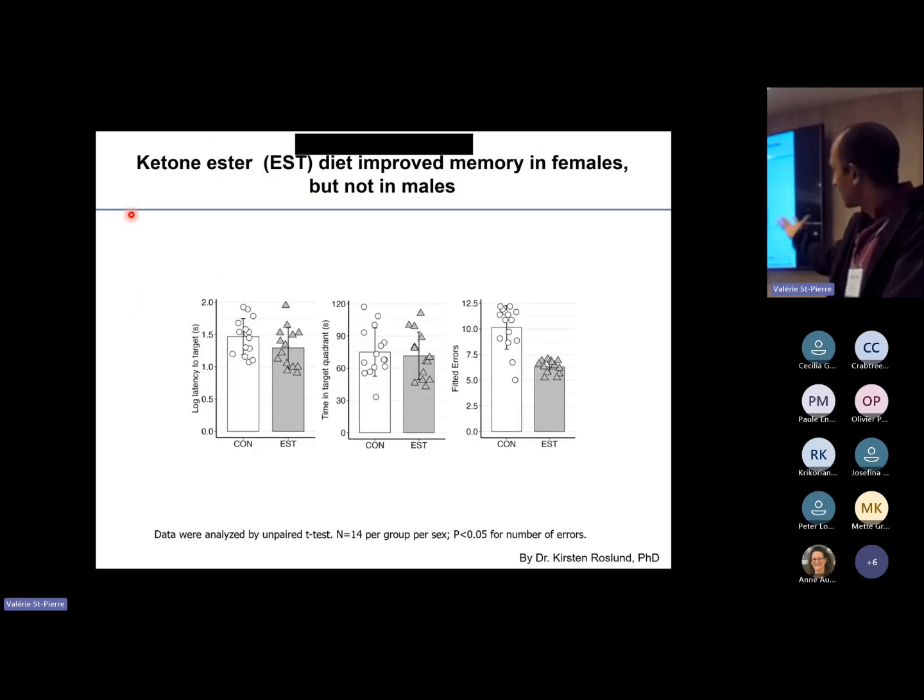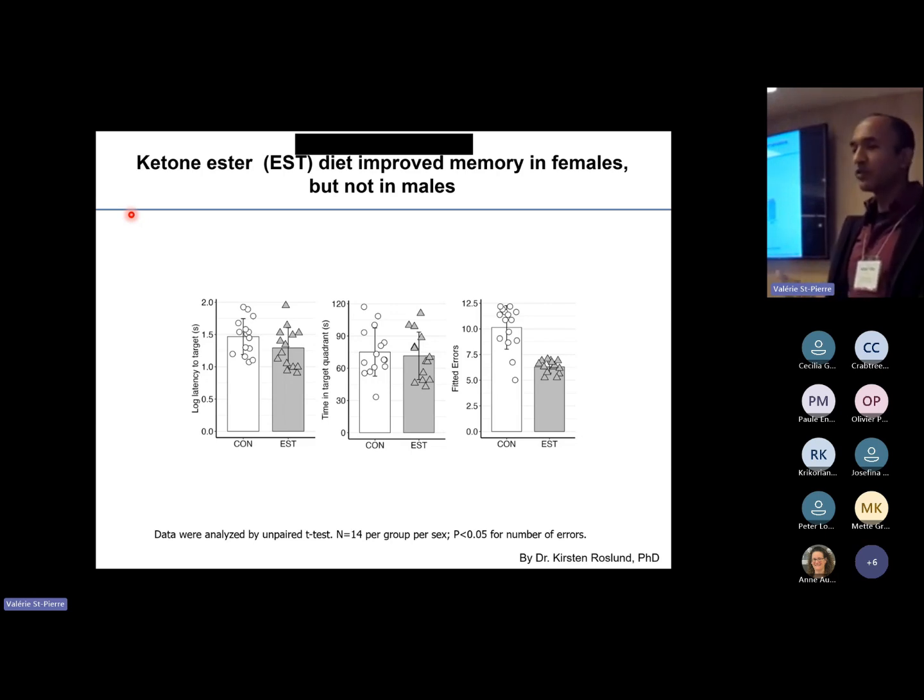We looked at cognition, and we did a lot of tests, but this was on the Barnes maze. You can see clearly that the ketone ester group reduced the number of errors made in the Barnes test. And this effect was specific to females, but not the males. I haven't shown the male data because it wasn't significant. So it was a sex-specific effect.